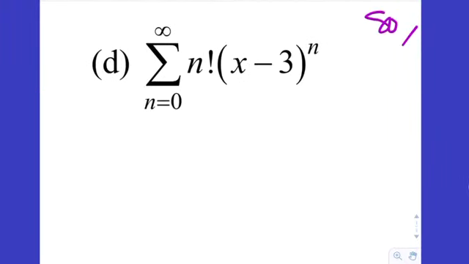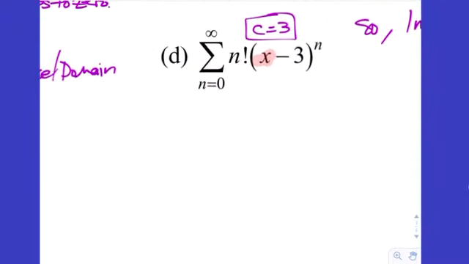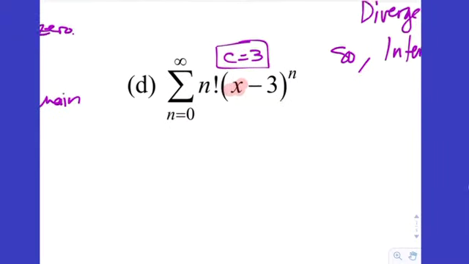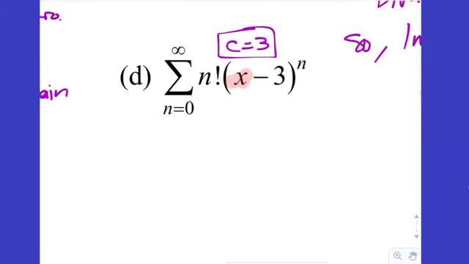N times x minus 3 to the nth power. It's a power series. What's the center? 3. So yeah, I always want to identify the center first. I kind of didn't do that on part B, but the center is at 3. So does this one converge at 3? Yeah, we know before we even start, it converges at 3. That's always a given. It's going to converge and be the same value at the center.